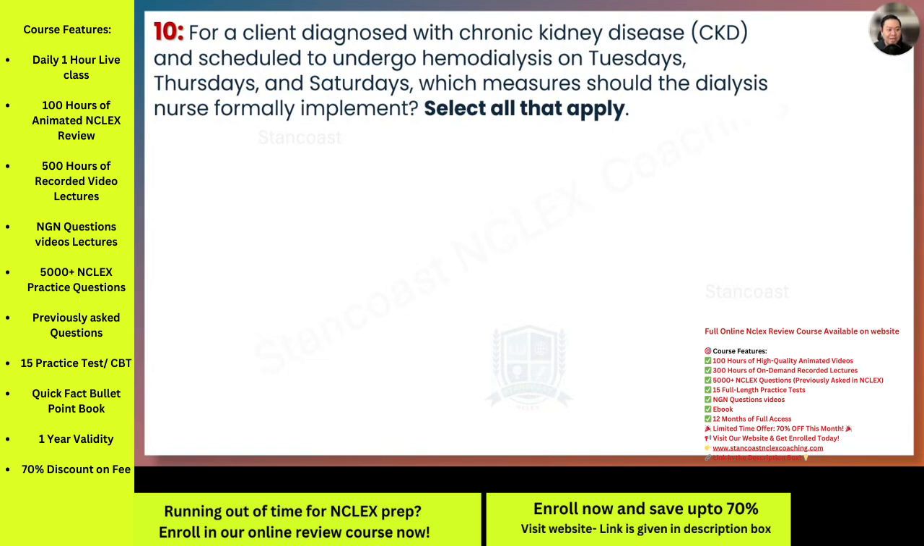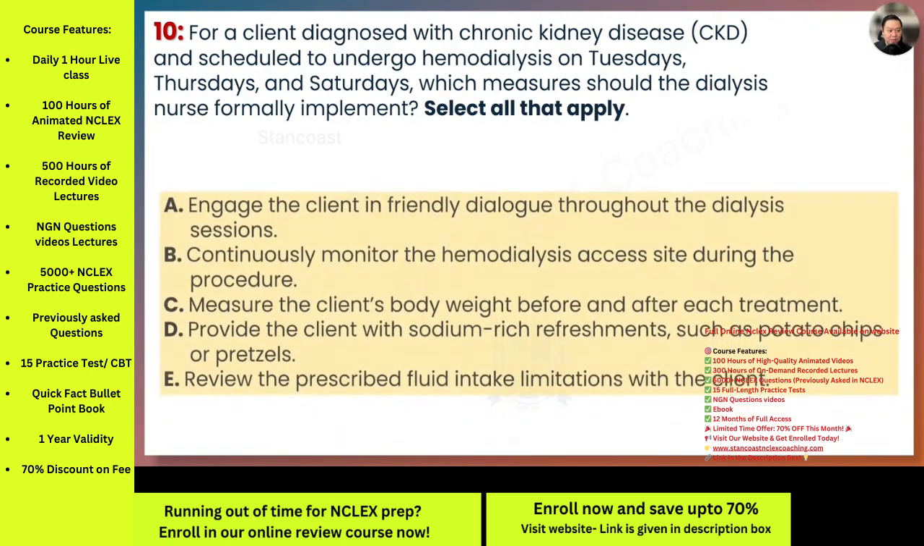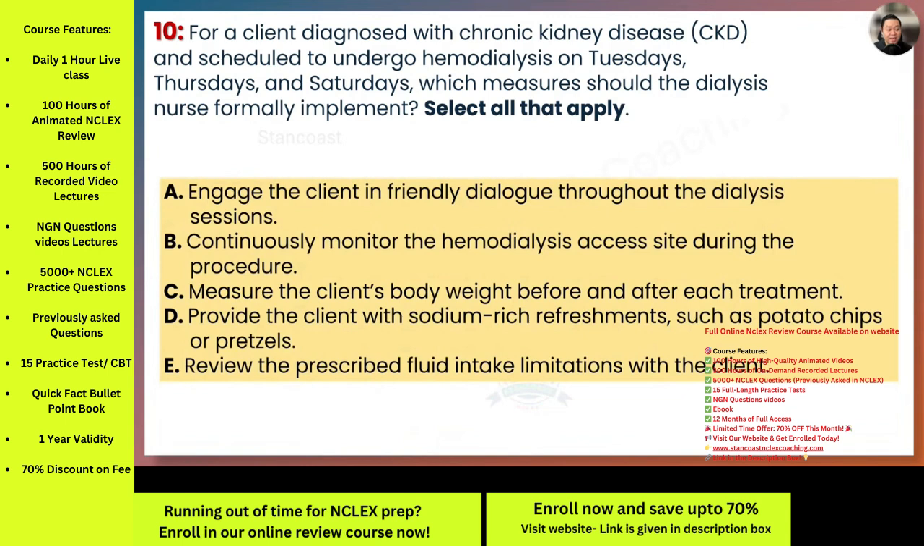Number 10. For a client diagnosed with chronic kidney disease and scheduled to undergo hemodialysis on Tuesdays, Thursdays, and Saturdays, which measures should the dialysis nurse formally implement? Select all that apply. Options. A. Engage the client in friendly dialogue throughout the dialysis sessions. B. Continuously monitor the hemodialysis access site during the procedure. C. Measure the client's body weight before and after each treatment. D. Provide the client with sodium-rich refreshments such as potato chips or pretzels. E. Review the prescribed fluid intake limitations with the client.